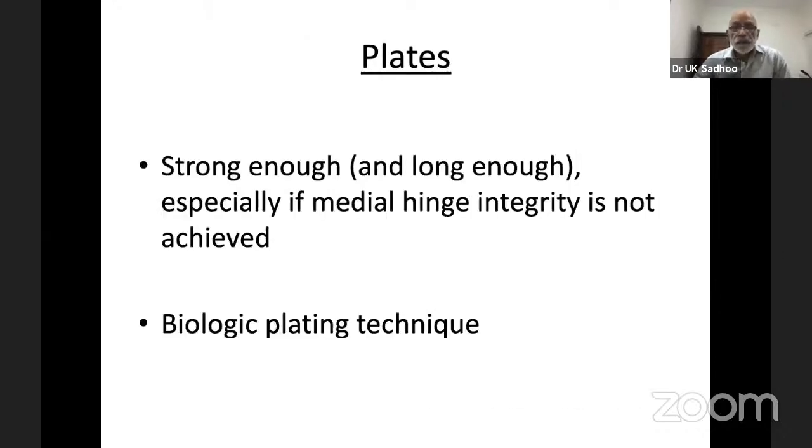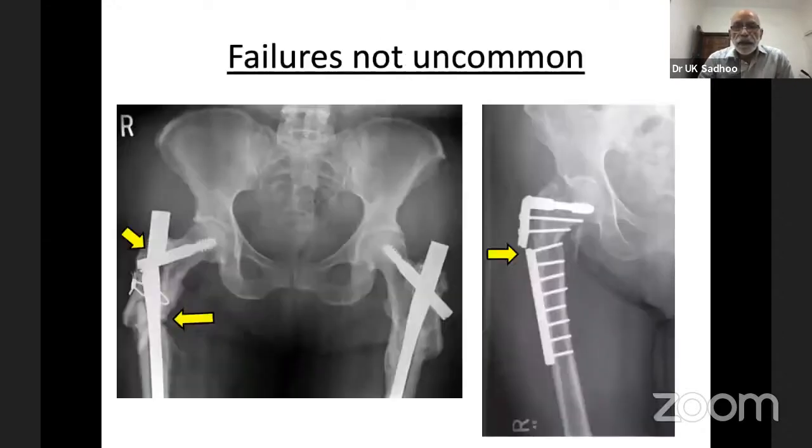So the plates need to be strong and long enough, and if there is a medial hinge and integrity is not very visible, then it needs to be really supporting that till the biological technique works. And plates are best used with biological plating techniques so that the vascularity is preserved.